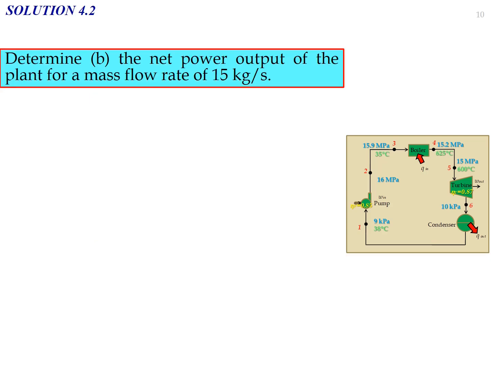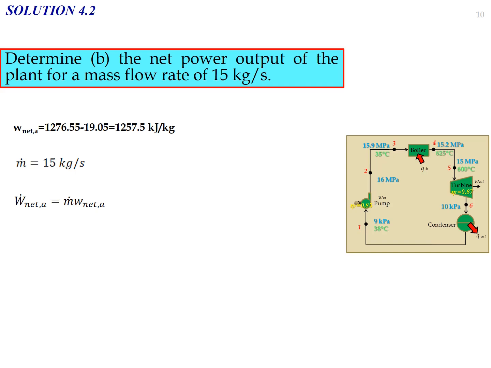Okay, question B. Determine the net power output of the plant for a mass flow rate of 15 kg per second. So the value of 15 kg per second represents the value of m dot. We already calculated that W net actual equals 1257.5 kJ per kg. This value refers to the specific W net for the actual process. To determine the net power output, we just multiply the mass flow rate, 15 kg per second, with the W net actual that we already calculated.